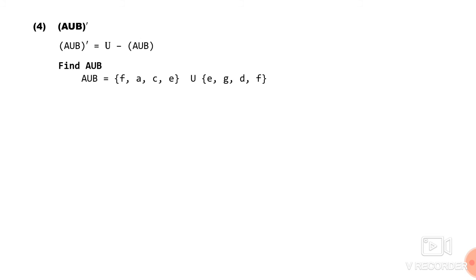Find A union B. Set A will be written first because we are finding A union B. So set A will be written first, then union, and then set B. According to the union operation, we just write all the elements. So A union B will be A, C, D, E, F, G. Make sure you do not repeat the elements. This is A union B.